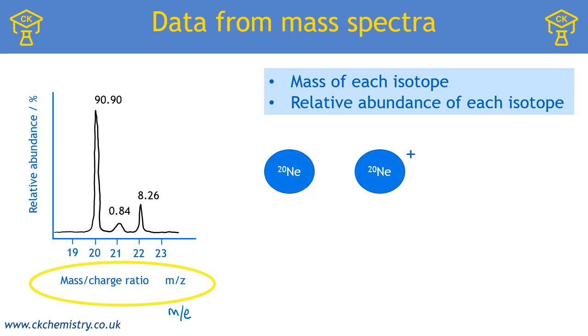It doesn't matter, because all we want is the relative amounts of each isotope. And because there's millions and billions of atoms in there, we're still going to get what we need to find out.